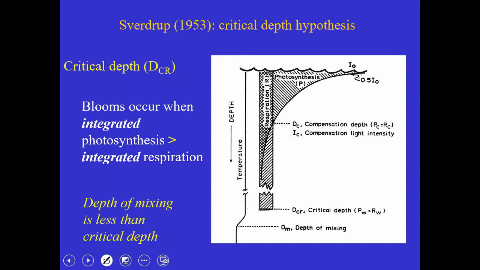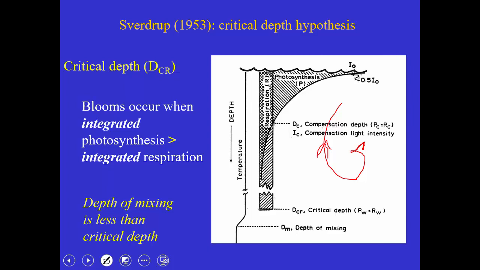And so a bloom occurs when the depth of mixing is less than the critical depth. So there's water, and these organisms are being mixed up and down because of the winds. If that depth is less than the critical depth, there will be a bloom.